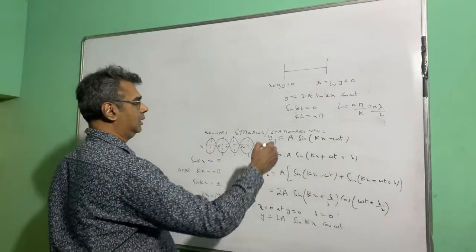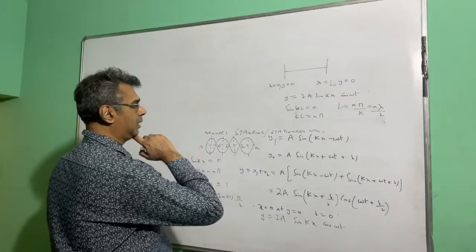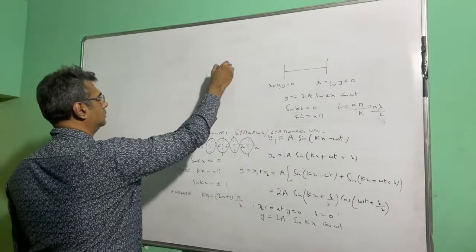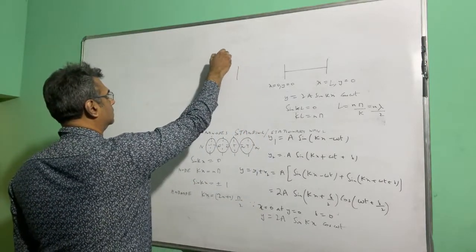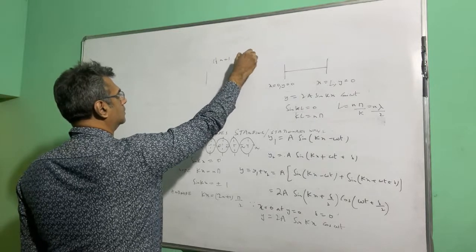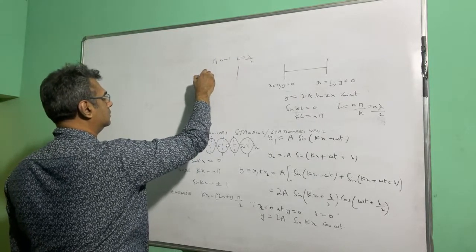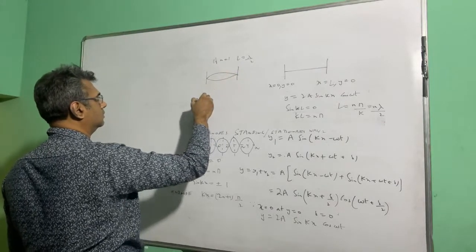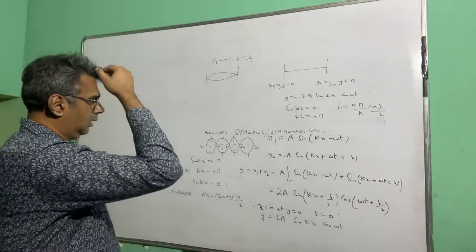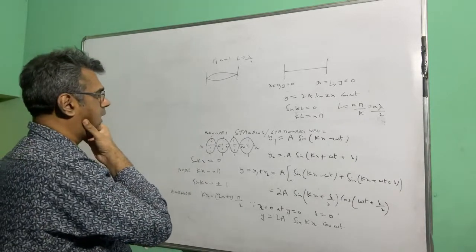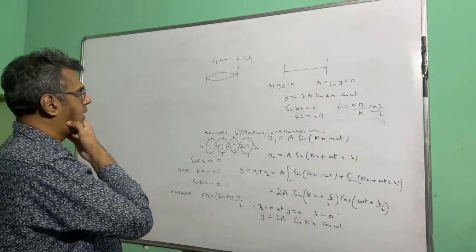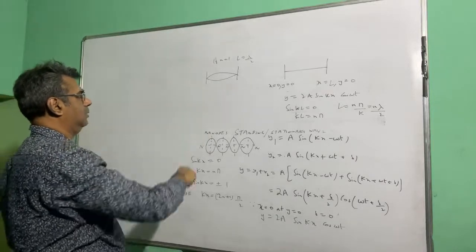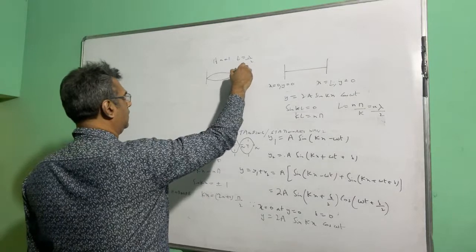Now L is equal to n into lambda by 2 means that if you put n equal to 1, then L will be lambda by 2. So that means the diagram will be like this. This is called the fundamental.